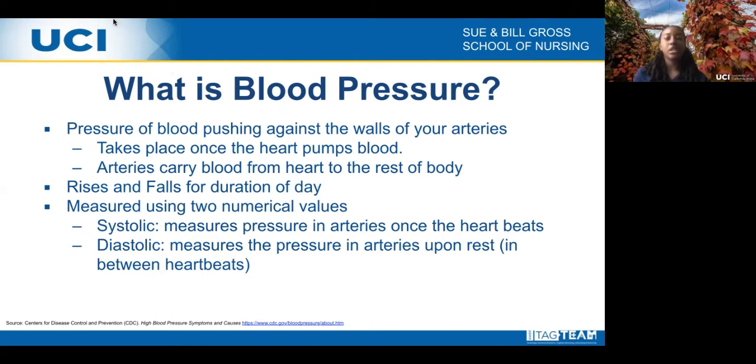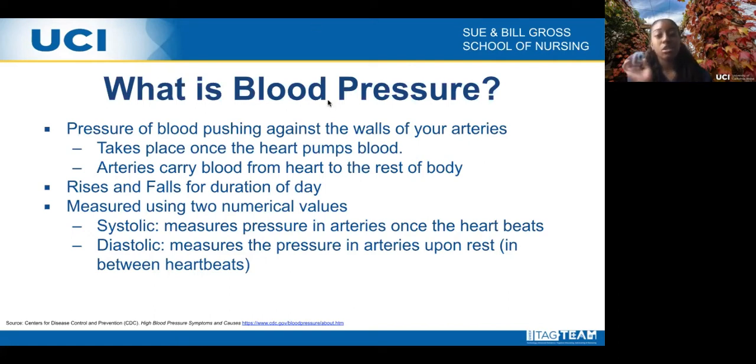Blood pressure can also fluctuate. It is not constant throughout the day. So maybe when you wake up, it'll be low to normal because you're not as active. And then as you become active throughout the day, it will rise. And once you're going to sleep and winding down, it could go low again. However, as long as it's within normal limits, you have nothing to worry about.